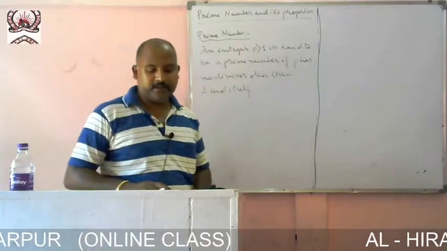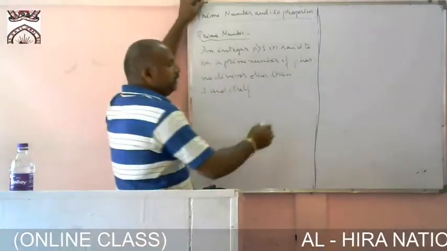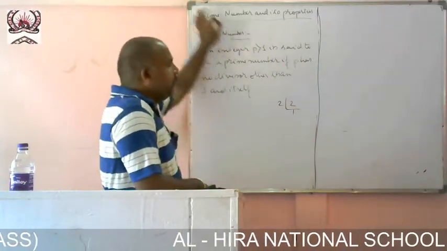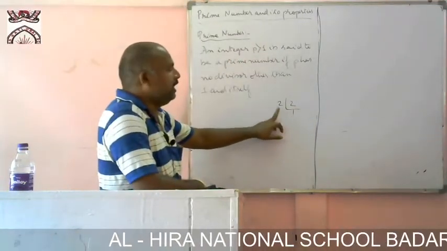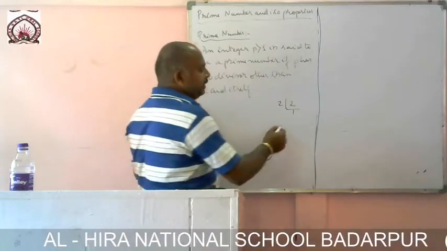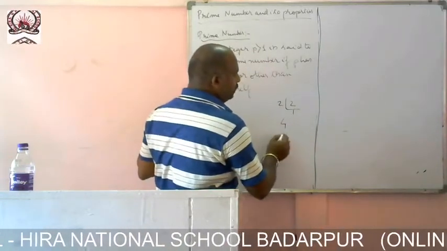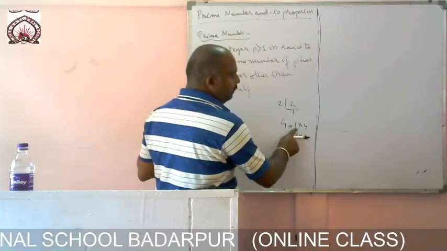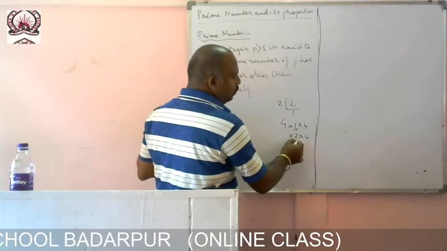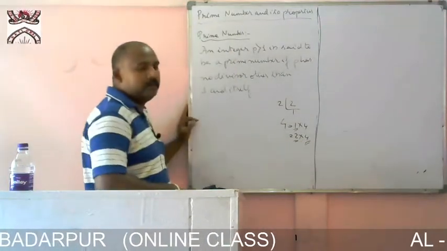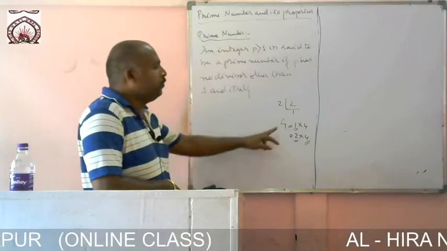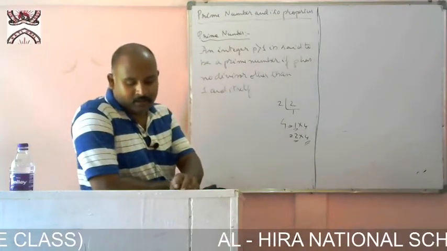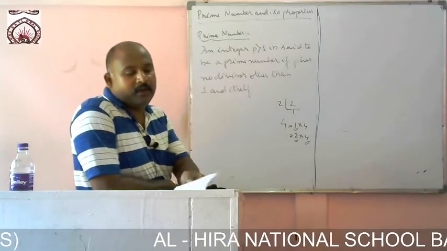Now let us consider 2. If I divide it by 1, now 2 is a prime number because here the divisors are 1 and 2. But if I talk about 4, we can write 1 into 4, 2 into 4. The divisors we are getting are 1, 2 and 4. Then 4 is not a prime number. So we say 4 is not a prime number.